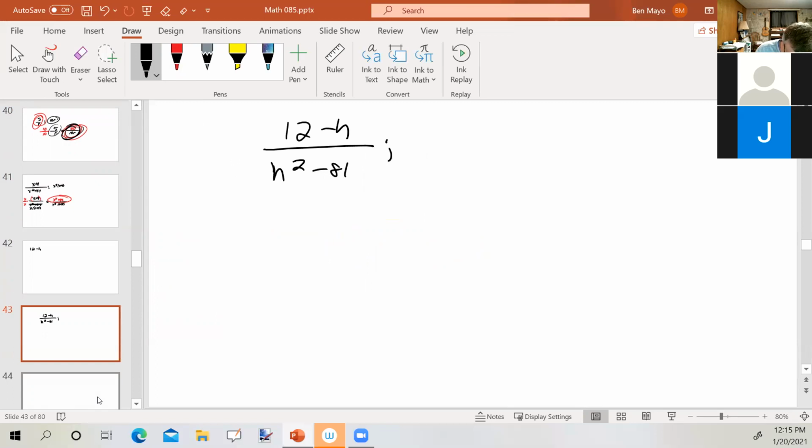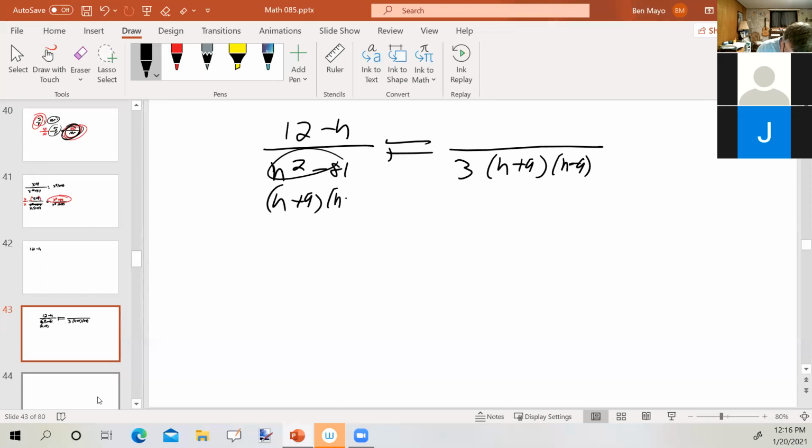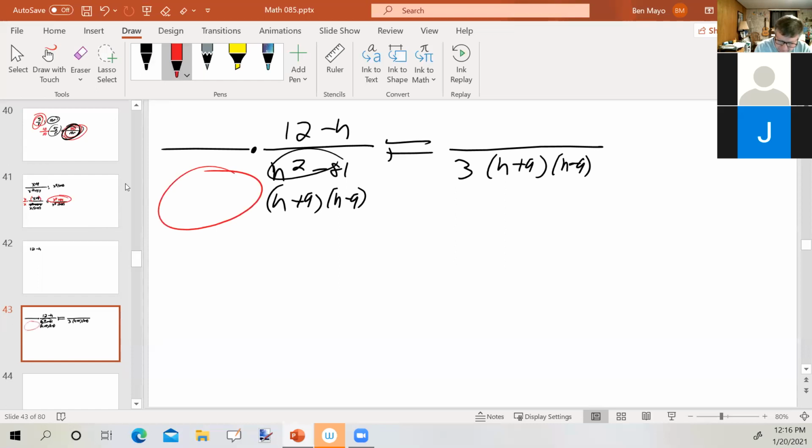Okay, and then, so that's going to be equal to 3 times h plus 9, h minus 9. But this is what? H plus 9, h minus 9. So what do we need over here? A 3. Just a 3, which means we need a 3 on top. 36 minus 3h is our new numerator. All righty.